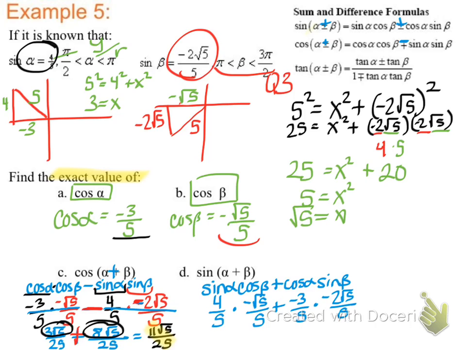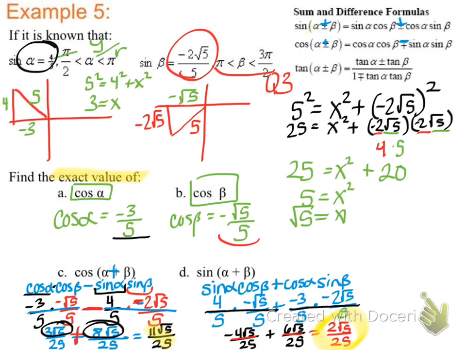Now simplifying again, I get a denominator of 25. On the top I get negative 4 square roots of 5 over 25, plus positive 6 square roots of 5 over 25. Again, the top are like terms and the bottom are common denominators, so I can add across the top, and I'll get 2 square roots of 5 over 25. And that is my solution for question D.